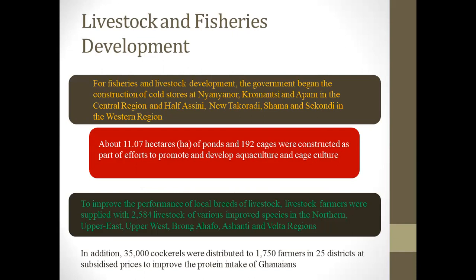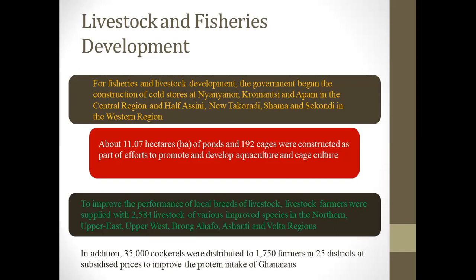So now let's look at the livestock and fisheries development mainly here. For the livestock and fisheries development, we find that the government began the construction of cold stores at Nyanyano, Komenda and Apam in the central region, and Half Assini, New Takoradi, Shama and Sekondi in the western region. They were creating more cold stores in these regions to help increase livestock and fisheries productivity. About 11.07 hectares of ponds and 192 cages were constructed to promote and develop aquaculture and cage culture. So just keep this in mind.